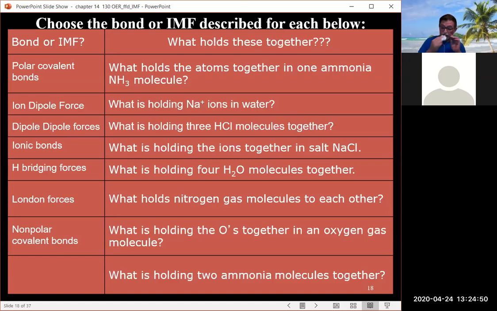And then finally, the last question, what is holding 2 ammonia molecules together, okay? IMF interaction, we're talking about 2 molecules together. Ammonia, we've used it quite a bit, so just refresh your memory that its formula is NH3, okay? Very polar, it's got a lone pair of electrons on the central atom, plus hydrogen is bonded to nitrogen. We have hydrogen bridging forces, okay? Hydrogen bridging forces.